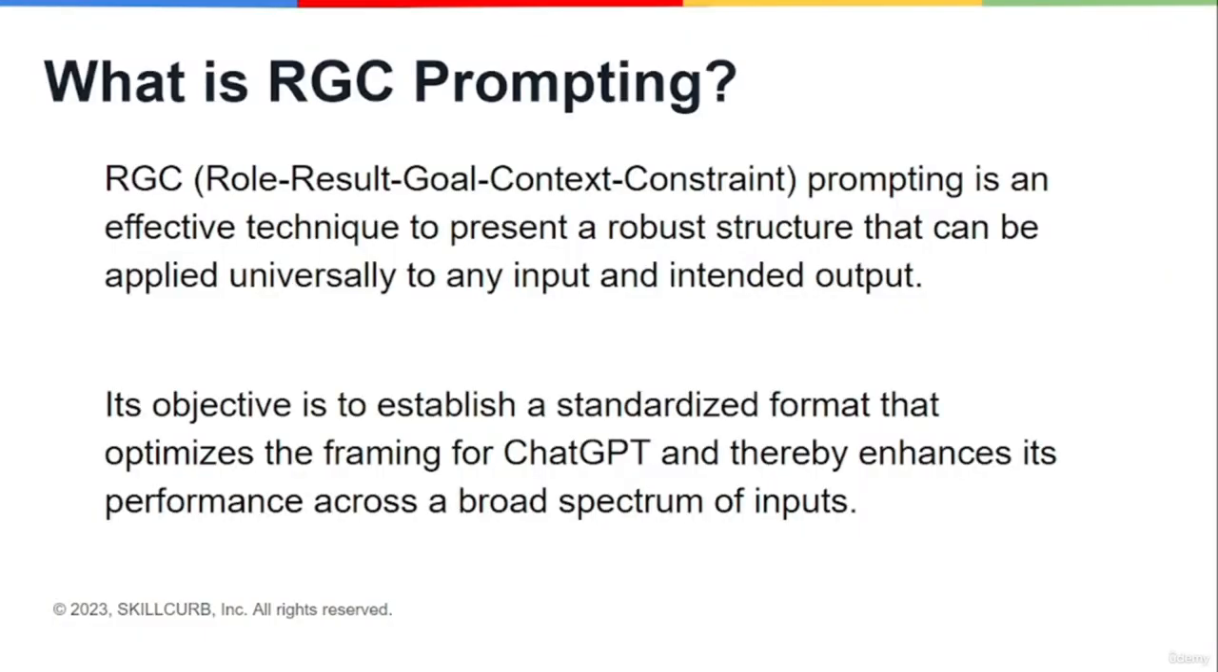RGC means, ChatGPT is working now, like you're giving it a role, right? You're giving it a goal, you are giving it a context, a constraint, and at the end, it will give you a result for that.